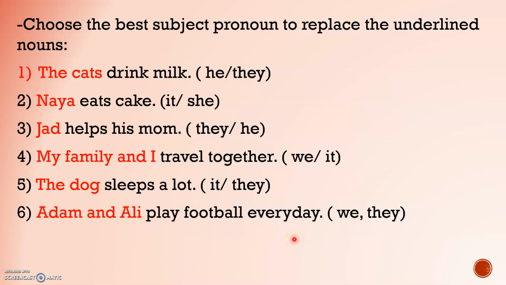And the last example, which is Adam and Ali play football every day. Who plays football every day? Adam and Ali. So we're talking about a group, and I have nothing to do with them. I'm not with them, and I'm مش معهم. So we're going to use the subject pronoun, which is they.